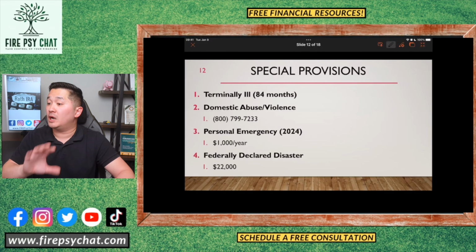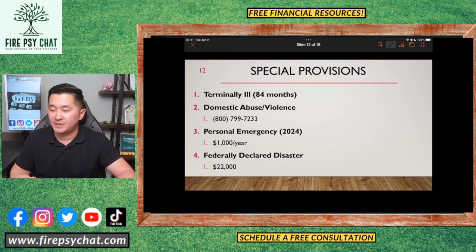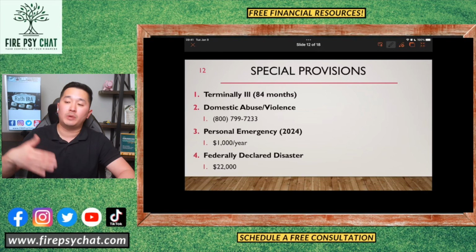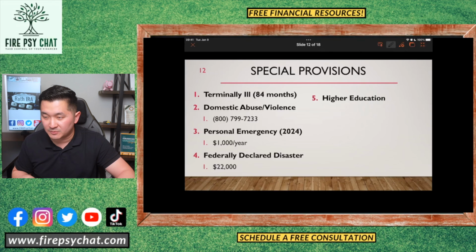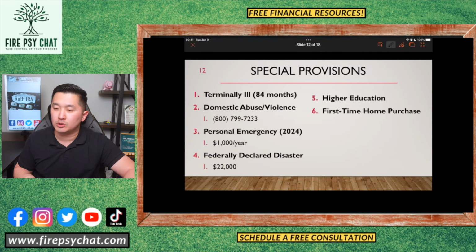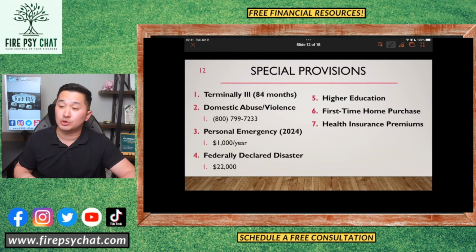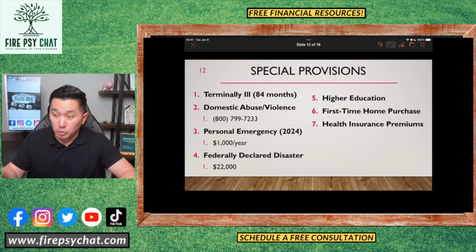4, you can withdraw up to $22,000 penalty-free if you're in a federally declared disaster area or zone due to a tornado, hurricane, or earthquake. And 5, using your Roth IRA for higher education expenses for you, your spouse, your children, or your grandchildren. Next, you can get up to $10,000 penalty-free for your first time purchasing a home. That's been around for a long time. And next one is pay for your health insurance premiums only if you're unemployed for 12 consecutive weeks, okay?